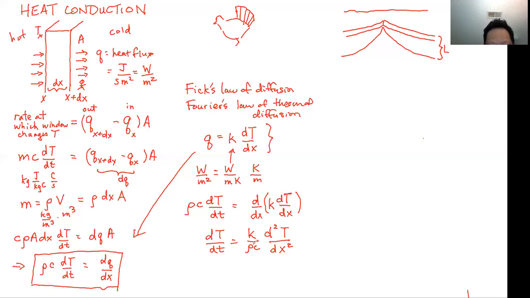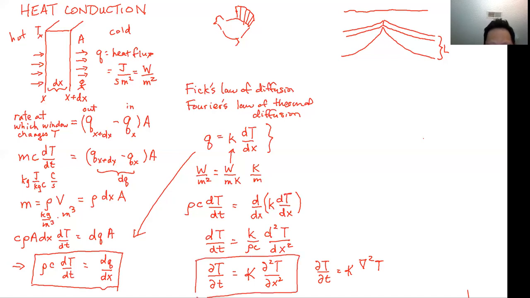In reality, these are partial derivatives, and I'm also going to convert this k over rho C to another term called the thermal diffusivity. This is dT/dt, partial derivatives, would be kappa times d squared T/dx squared, because you actually have to look at this in multiple dimensions. And if you're used to vector calculus, then this would be equivalent to dT/dt equals kappa del squared T, okay? The divergence of the gradient of T, okay? This is the diffusion equation that we derive.